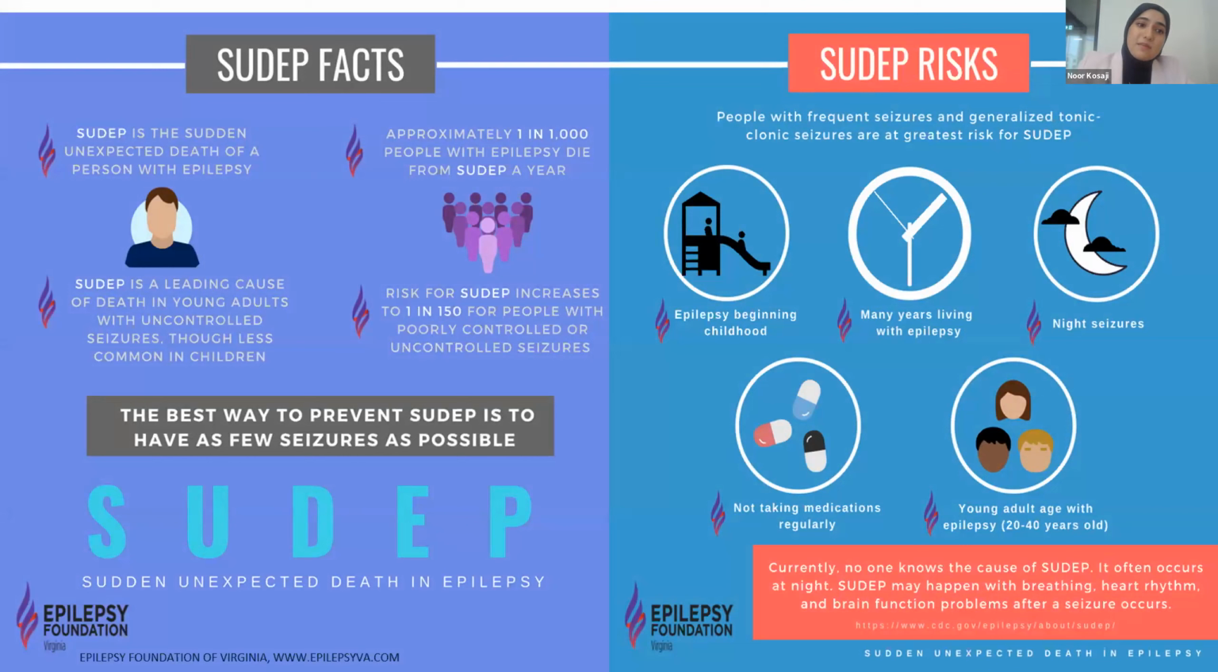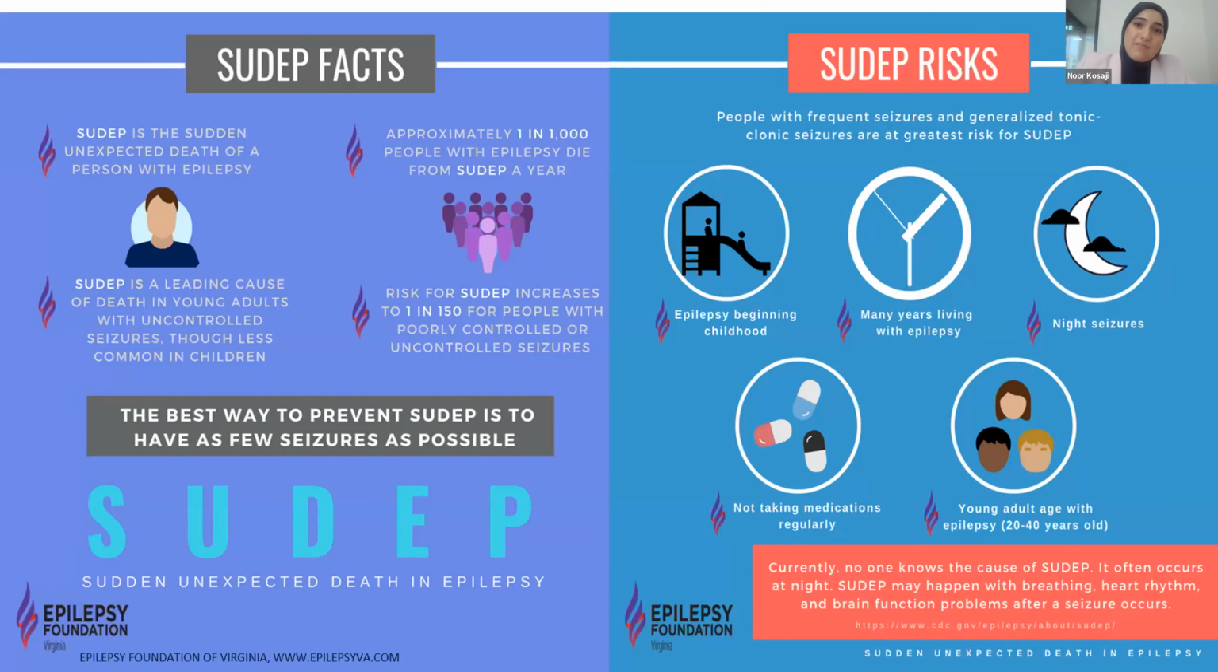So that's why we see that the best way to prevent SUDEP is to have as few seizures as possible. If we look at the risk factors associated with SUDEP, we'll see that having epilepsy beginning since childhood, which is characteristic of Dravet syndrome, increases the risk for SUDEP, followed by suffering many years with epileptic seizures, having night seizures, which is also characteristic of Dravet syndrome, and where the majority of SUDEP cases occur. Not taking medications regularly, and then being a young adult that suffers from epilepsy.